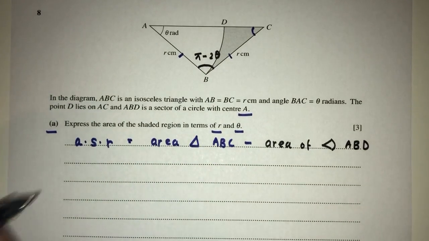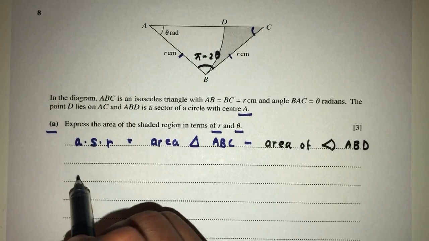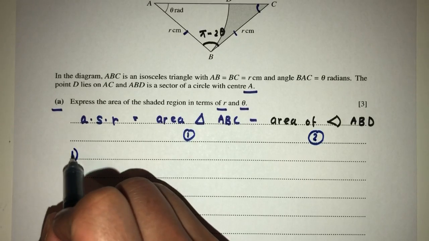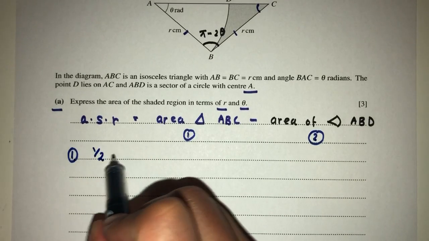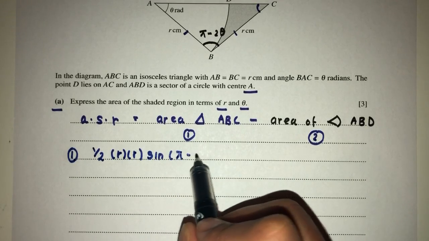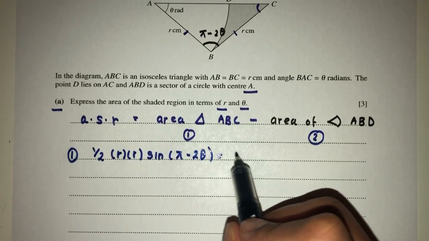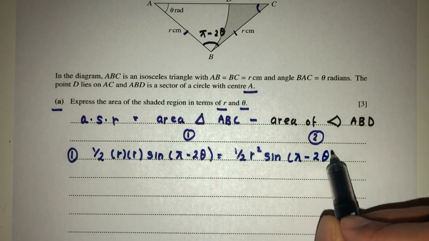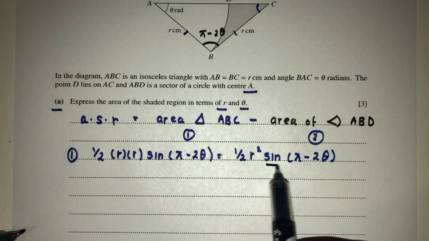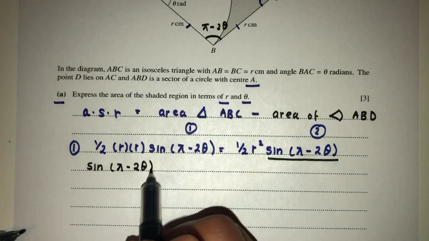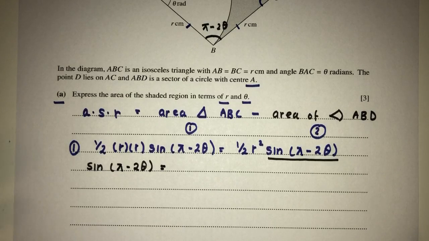As you can see, it will give you that area. So one by one, how would you find the area of the triangle? You use your formula, which is, let's call this number 1 and number 2. So number 1, that will be using your formula: half times the two sides, which is R and R, and times sine of the angle pi minus 2 theta. That will become half R square sine of this. Now we can simplify this if you want to, right? So what is sine of pi minus 2 theta? This is also given to you on your list of formula. You don't have to remember this.